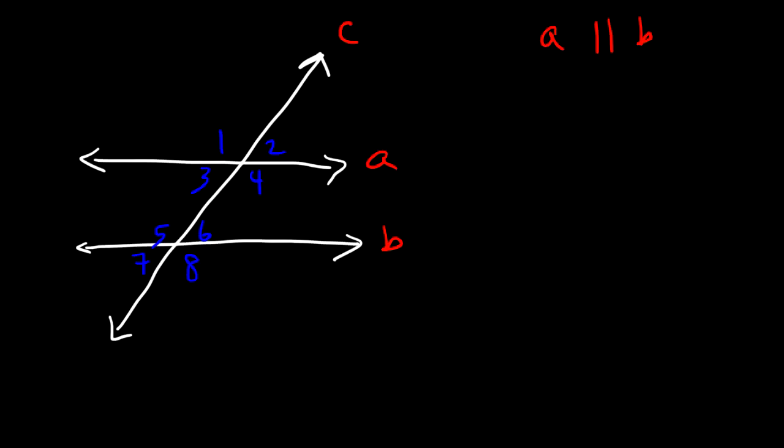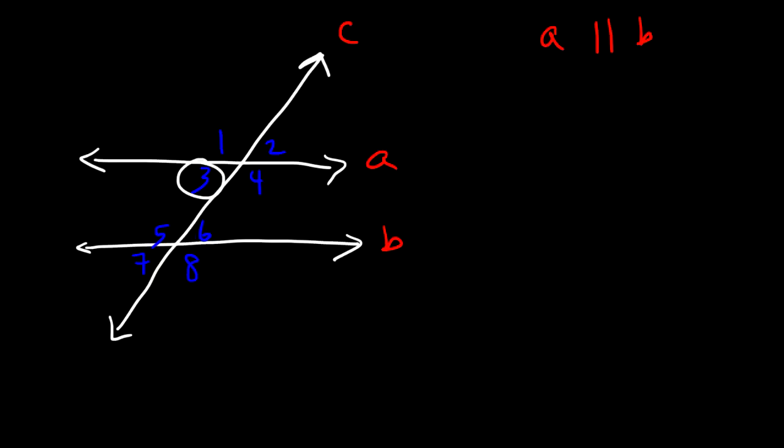Now, which angles are alternate interior angles? You need to be able to identify those. So the fact that they're on the interior has to be between 3, 4, and 5, 6. 3 and 6 are alternate interior angles. They're on the inside of the two parallel lines, but they're opposite of the transversal. 3 is on the left side of the transversal, and 6 is on the right side of the transversal. So that's why they're called alternate interior angles.